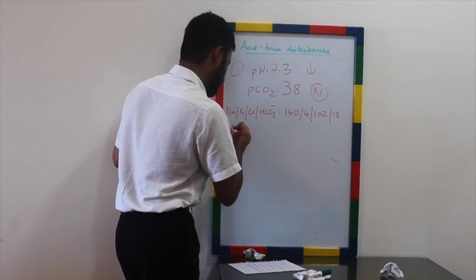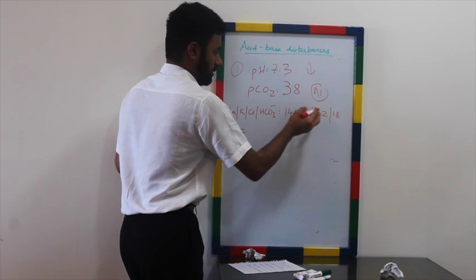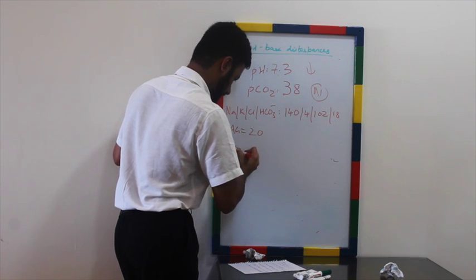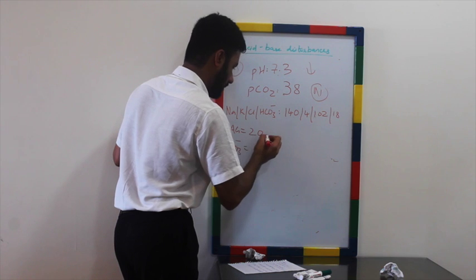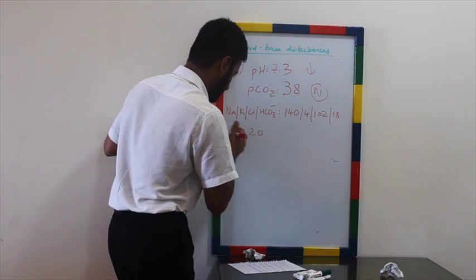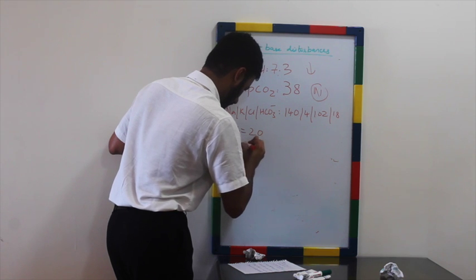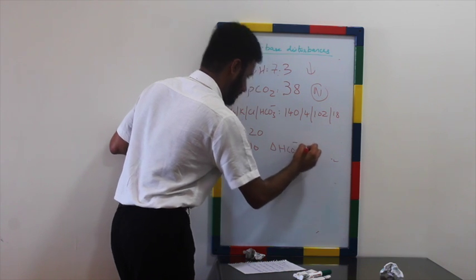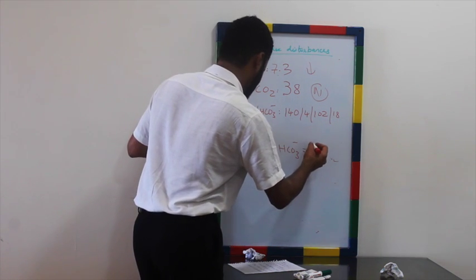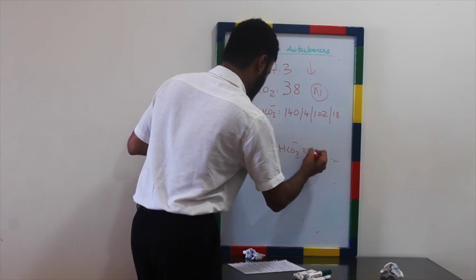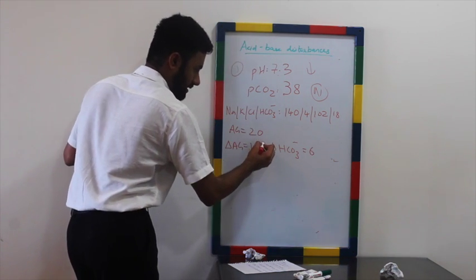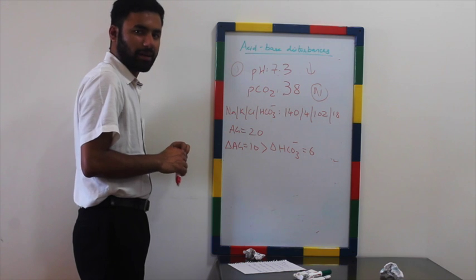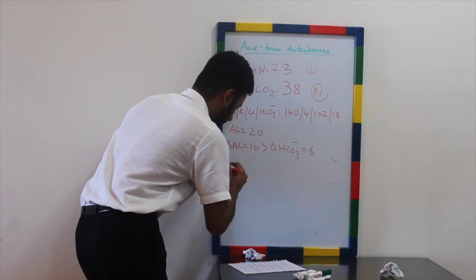Here, look at the anion gap. It is 20. The bicarb is 18. Okay, sorry. The delta anion gap is 10. The delta bicarbonate is 6. So the delta anion gap is greater than the delta bicarbonate, which means that there is a coexisting metabolic alkalosis. So this case will be a mixed disorder.